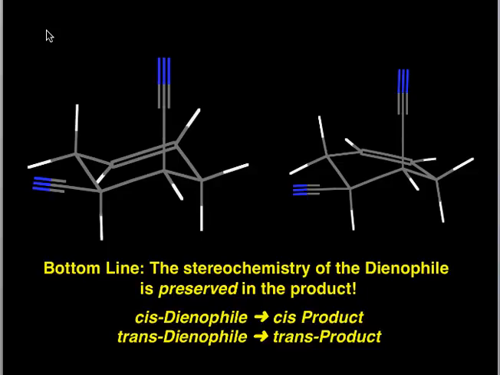If we have a cis dienophile, we wind up with a 6-member ring with our groups cis. If we have a trans dienophile, we wind up with a 6-member ring with the groups trans. Well, bottom line, for the dienophile, the stereochemistry is preserved. Any questions?